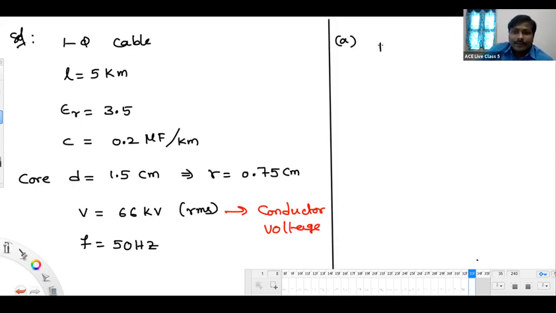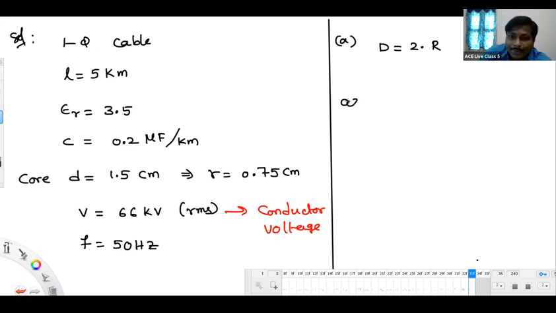Capital D is nothing but 2 into capital R. How to calculate that capital R? Anybody please tell me. Use the capacitance. Already you have the number, and the small r you also know. Use the equation, now you can get the capital R.